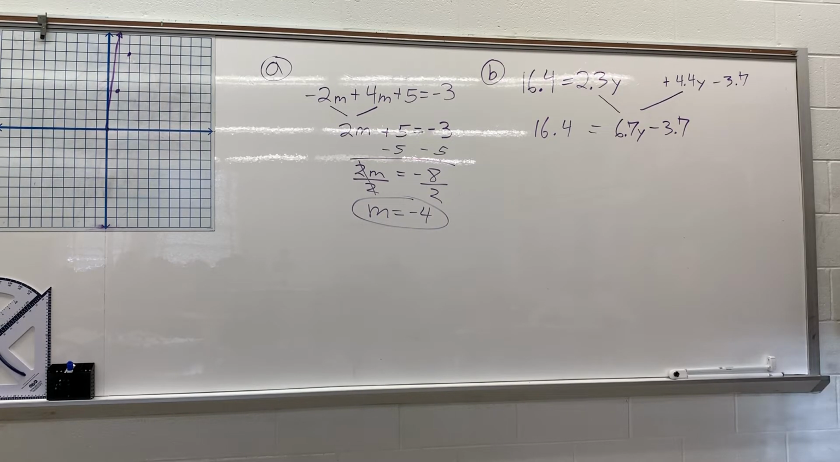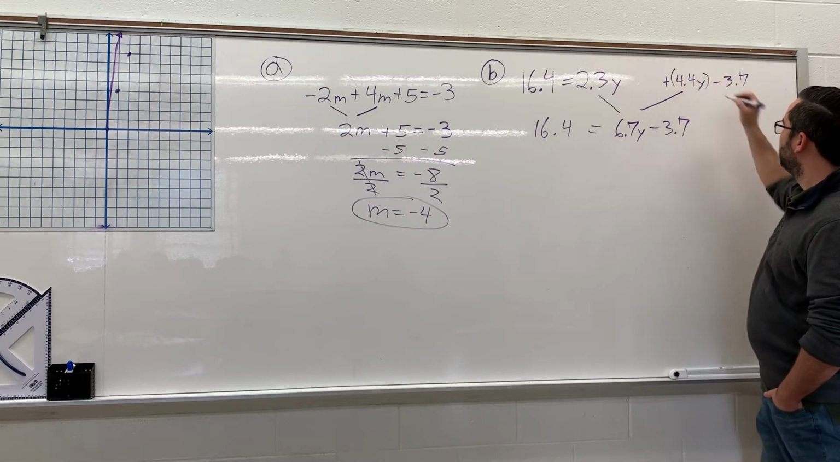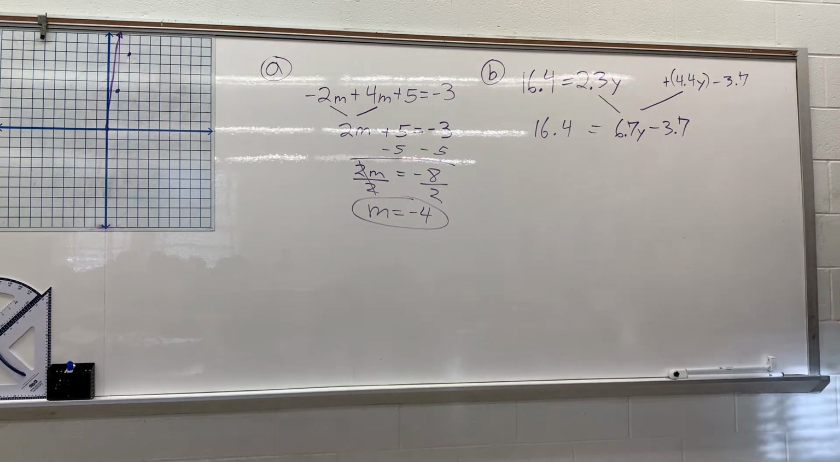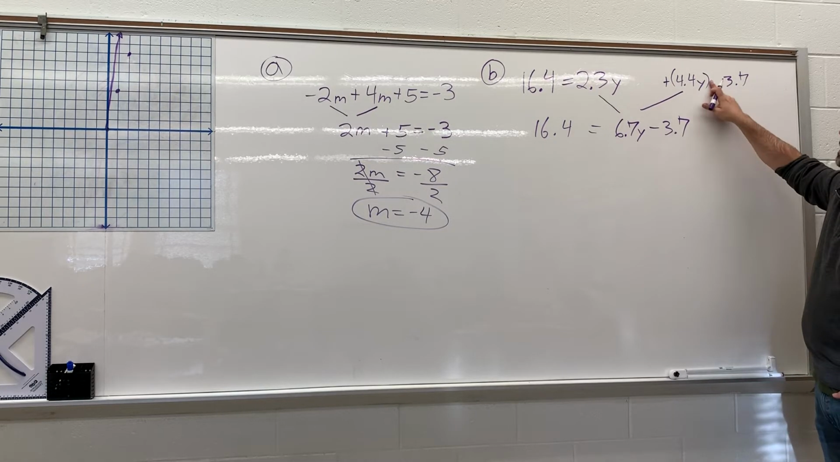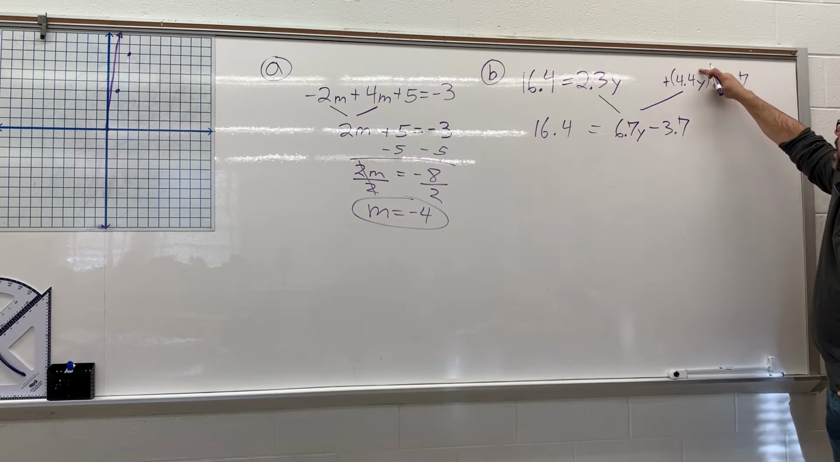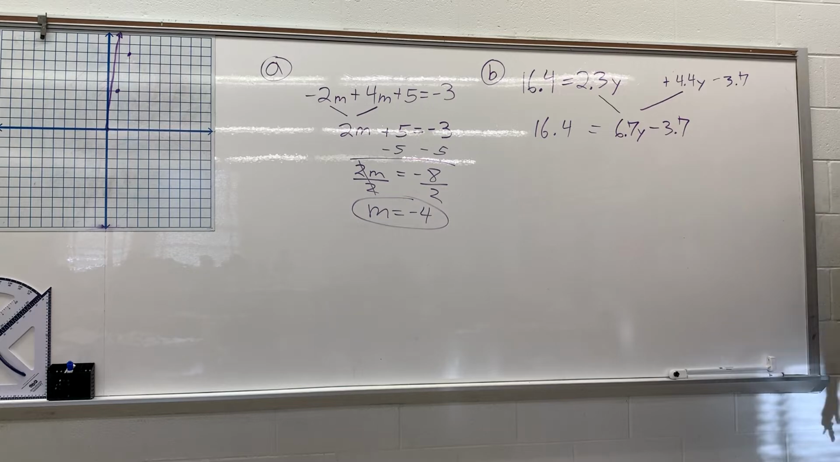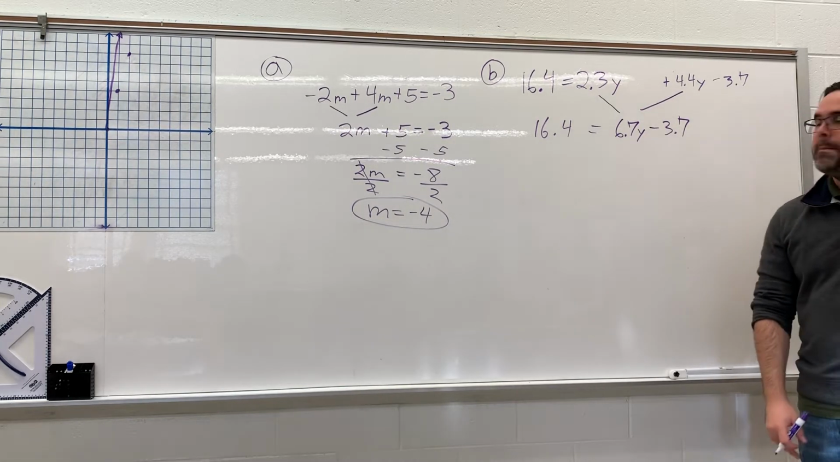If the 4.4y was in parentheses, would it still be addition or would it change to multiplication? If I just did this, it would still be addition. The only time it's multiplication is if there's no sign, so if it was like this, it would be this times this. But it's not. Is it saying minus or negative? There's no difference. Minus is the same thing as negative.